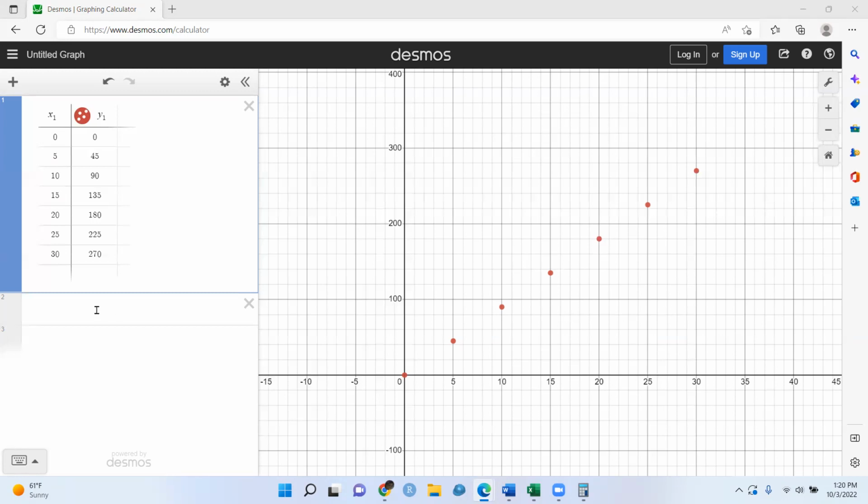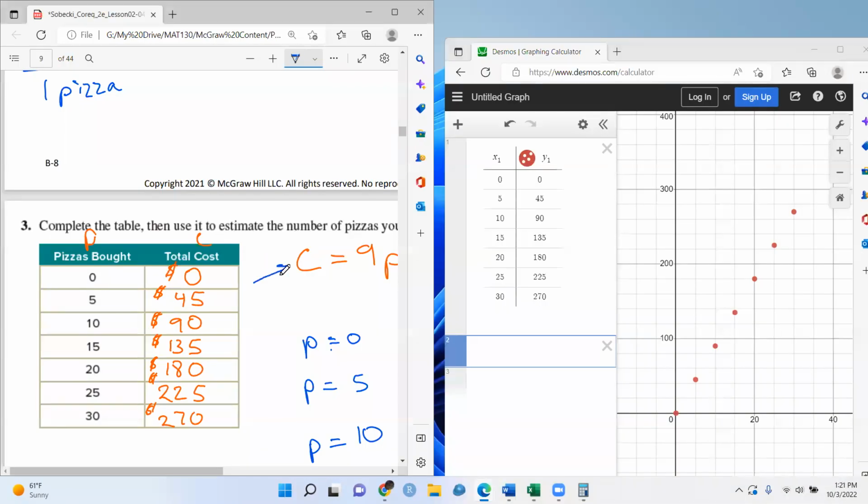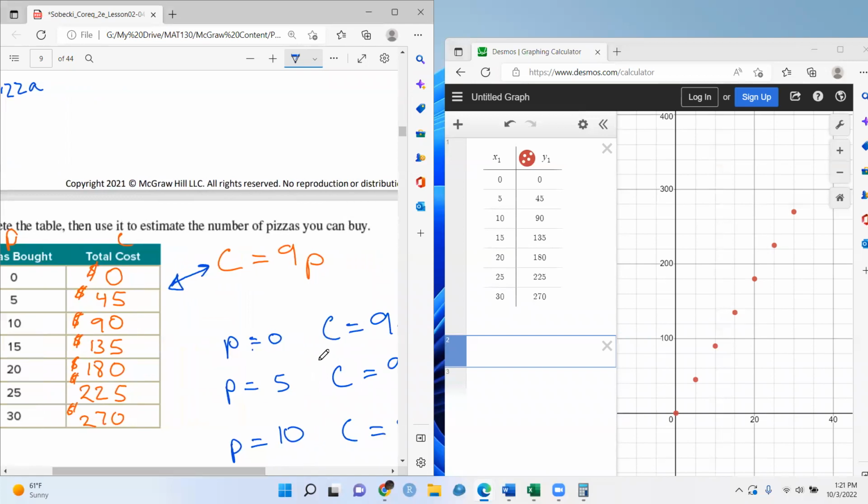Right? They're all on the same line. So let's prove it to ourselves that these two things mean exactly the same thing. Now, Desmos prefers the letters Y and X for our variables. So what is always happening when you see a table is that X is the first column, Y is the second column.